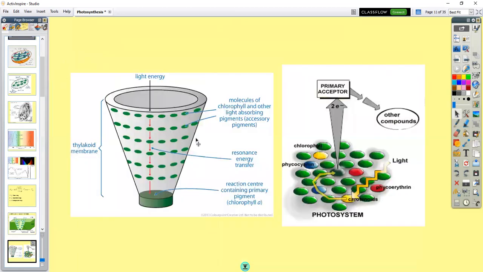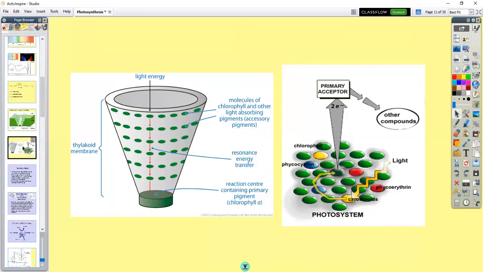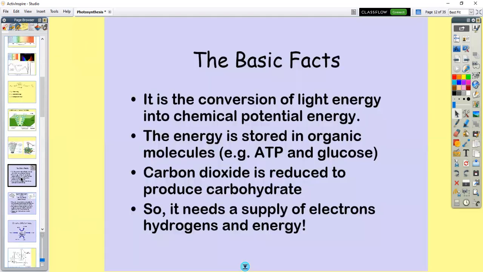Okay, a few diagrams here. There's just showing that pass on of energy down through those accessory pigments down to your chlorophyll A or reaction center primary pigment, and that resonance transfer of energy. Now, if we talk about the basic facts of photosynthesis, it's converting light energy from the sun into chemical stored energy, if you like, in terms of organic molecules that are made.